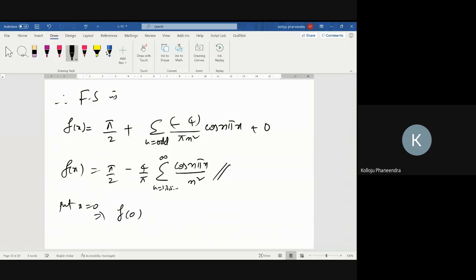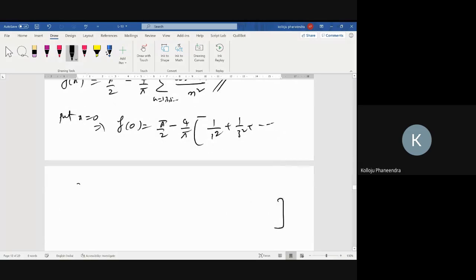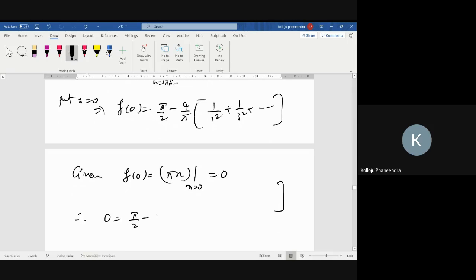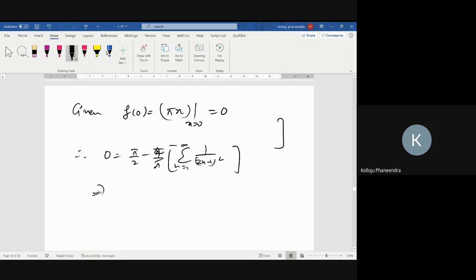This implies f of 0 equal to pi by 2 minus 4 by pi, after expansion you will get this, right? And from the given function, what is f of 0? 0 is included in every function. Pi x value at x equal to 0 is 0. Therefore, 0 equal to pi by 2 minus 4 by pi of this entire summation 1 by 2n minus 1 whole square, n is 1 to infinity, right? This implies summation 1 by 2n minus 1 whole square is equal to, this is here, this is here, so pi square by 8 is the answer. Okay, any doubts? Fastly, quick.